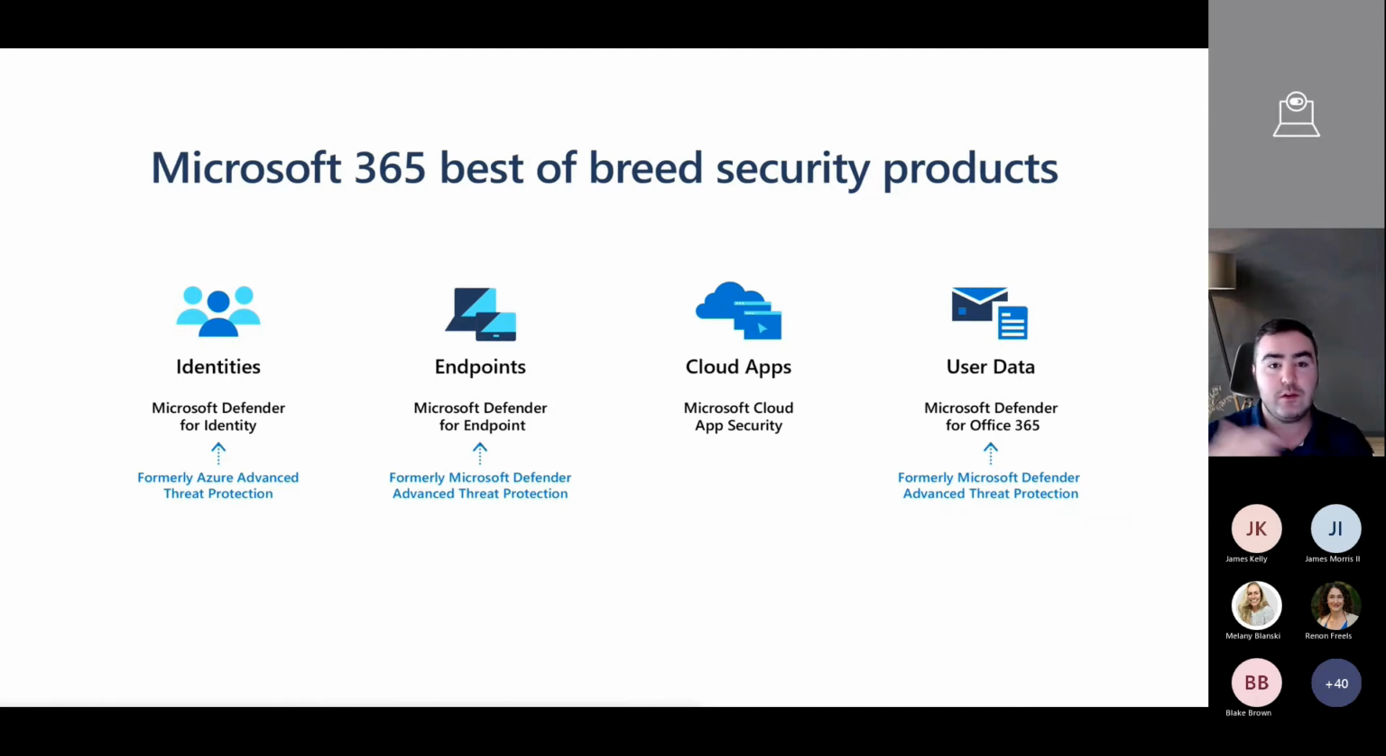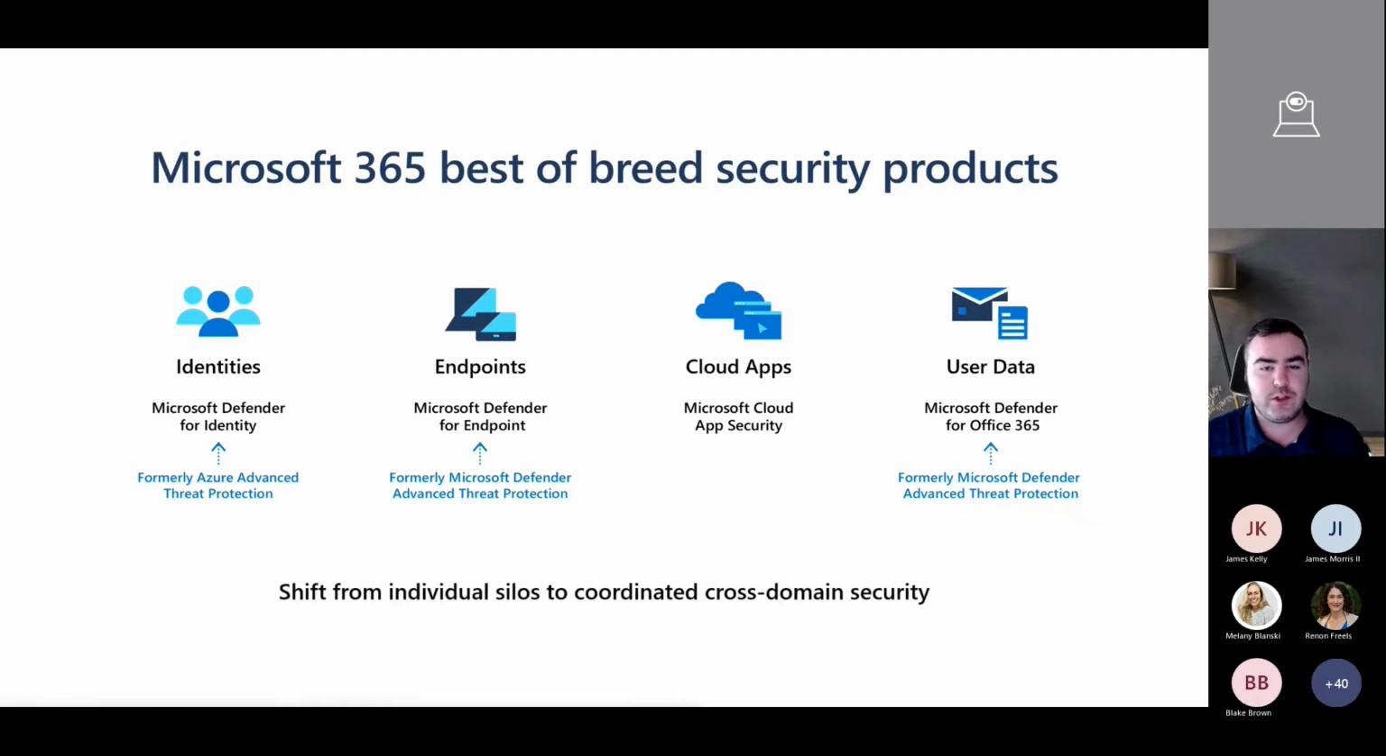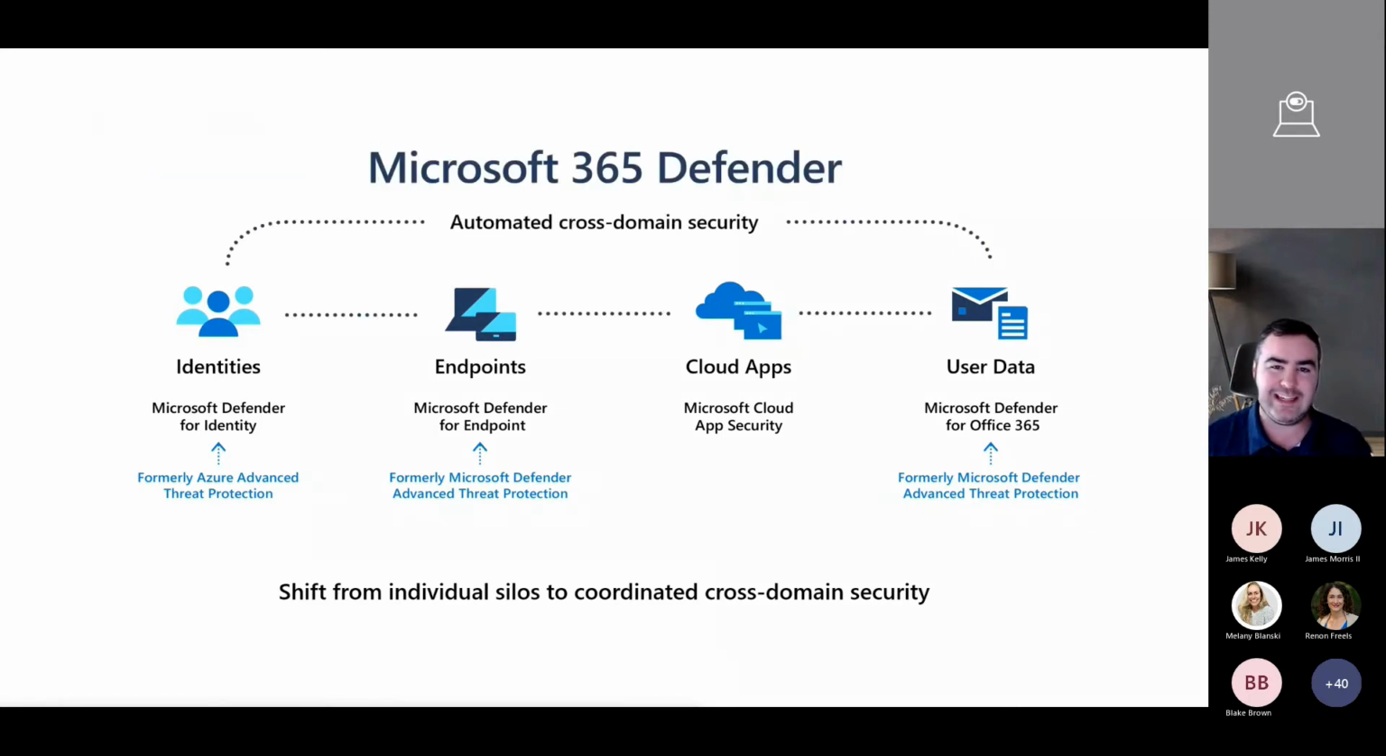But it's important to understand that long-term strategies should include things like this. So you'll see here identities, endpoints, cloud apps, user data. Those are the columns, again, the verticals or the workloads that Microsoft focuses on, but focuses on them together. We want to make sure that we shift away from the mindset of having these individual silos and move more towards that coordinated cross-domain security platform. And so what happens in the Microsoft world is all of these get connected. They still work individually and they do what they do best in their individual workload, but then they share that telemetry with each other. They share what's happening with each other so that if one detects something that the other one missed, they learn from each other.